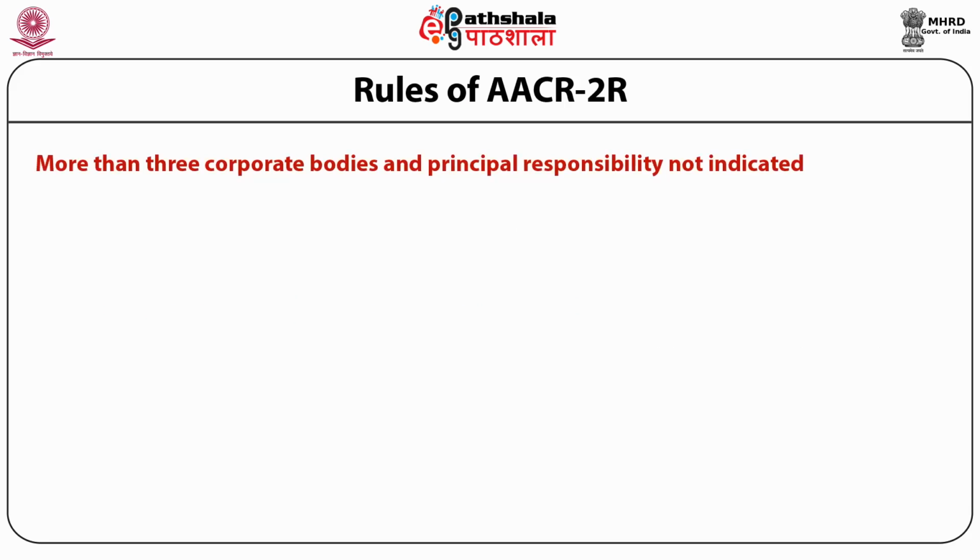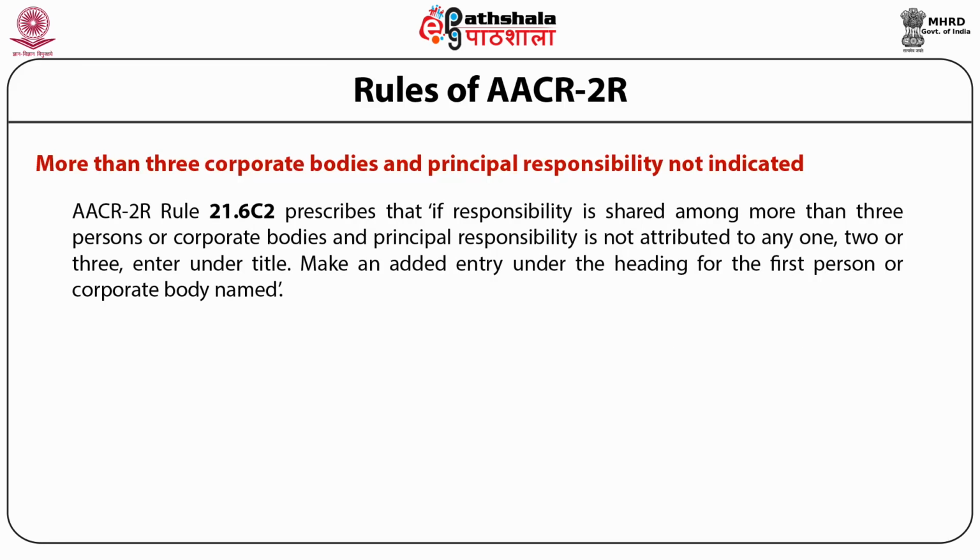More than three corporate bodies and principal responsibility not indicated. AACR-2R rule number 21.6c2 prescribes that if responsibility is shared among more than three persons or corporate bodies and principal responsibility is not attributed to any one, two, or three, enter under title. Make an added entry under the heading for the first person or corporate body named.